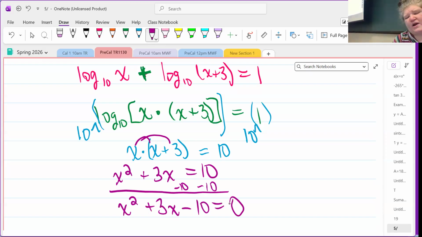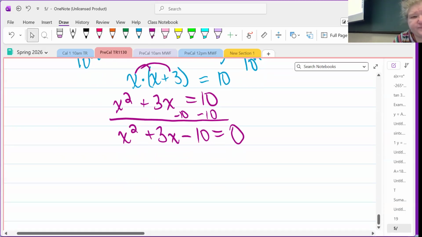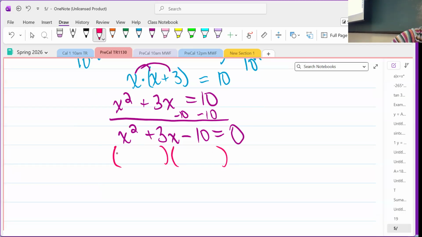So I have x squared plus 3x minus 10 is equal to 0. So this does factor, and there's not a lot of options. So we get the x times x. 10 is either 1 times 10 or 2 times 5. 1 and 10 are too far apart. They're never going to add or subtract to 3. So it is going to be the 2 and the 5.